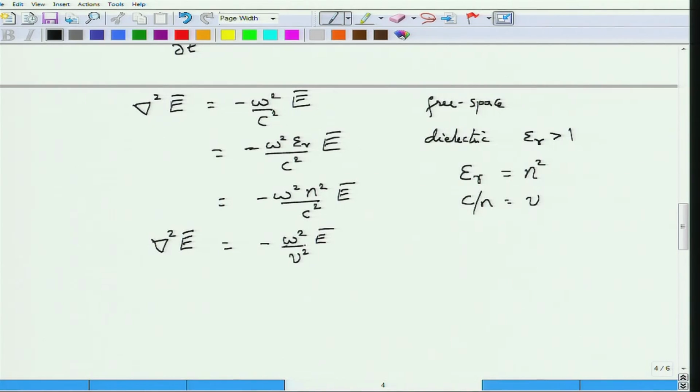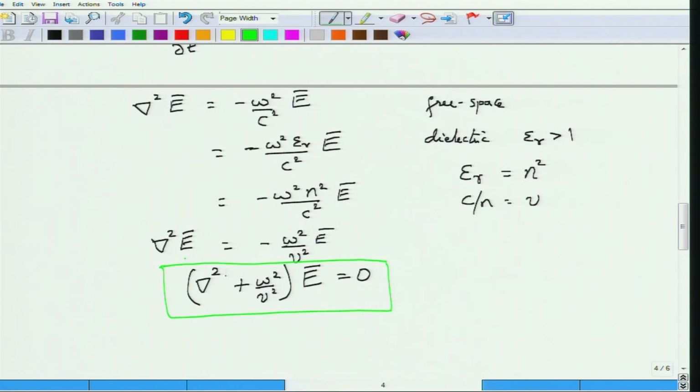Let's combine the left hand and right hand sides. So move the right hand side to the left hand side. What we get is del square plus omega square by v square, sorry, I am still in free space, but actually now I am in dielectric, times E is equal to 0. This equation that we have contains no explicit time dependence. So it is important to write this as no explicit time dependence.